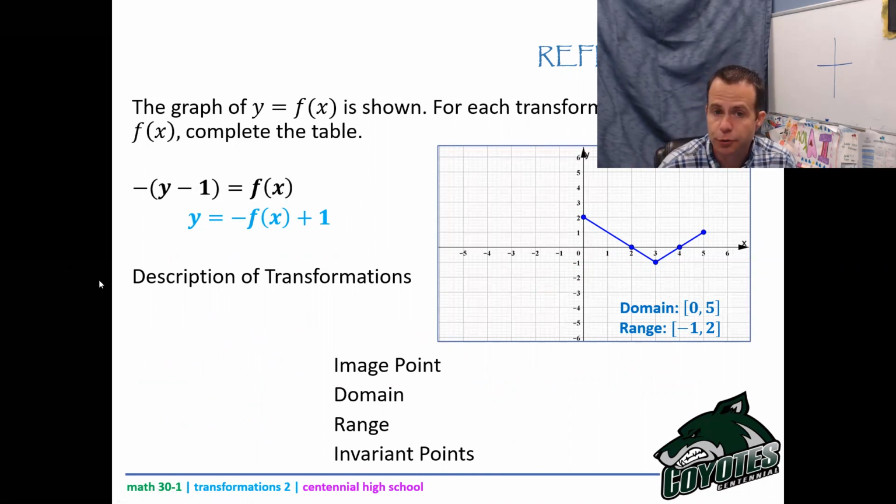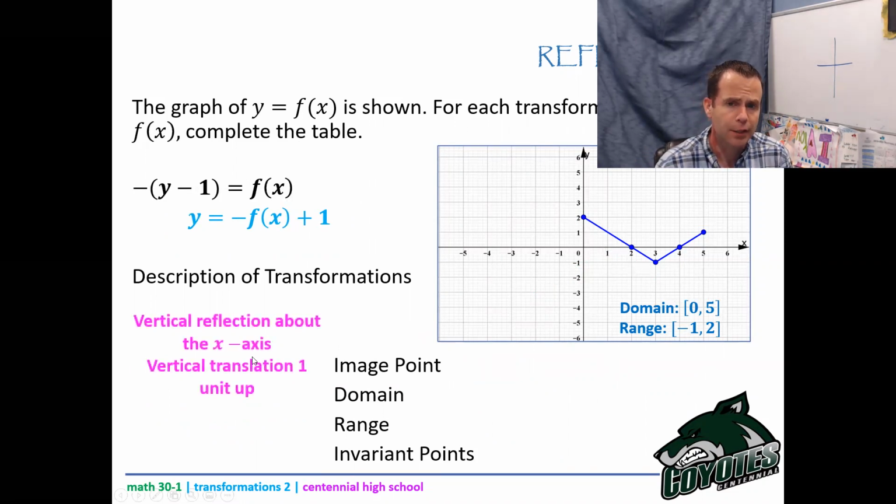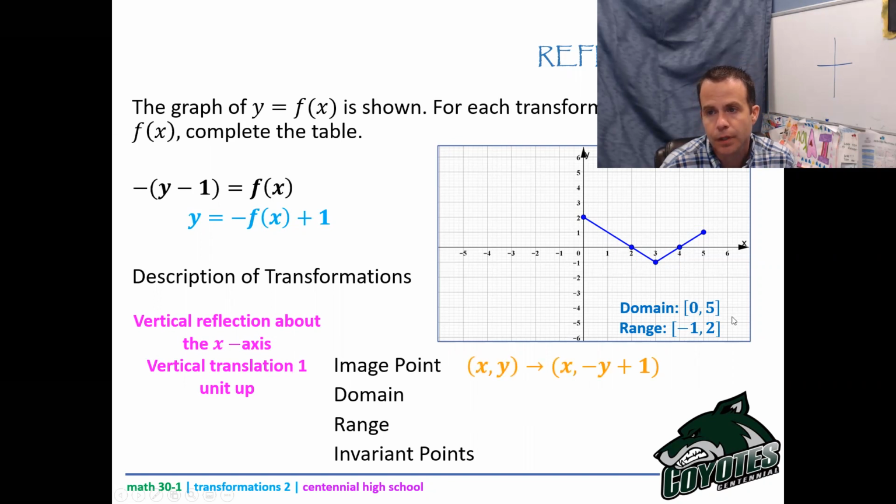As far as your description goes, you should have 2 statements that you are writing. First of all, your vertical reflection, and then you're moving it up 1, so vertical translation 1 unit up. Nothing's happening to the x's, so the image point will be x comma y maps to x, comma, negative y plus 1. Nothing's happening to the domain because nothing's happening to my x's, so that should still stay as 0 to 5.